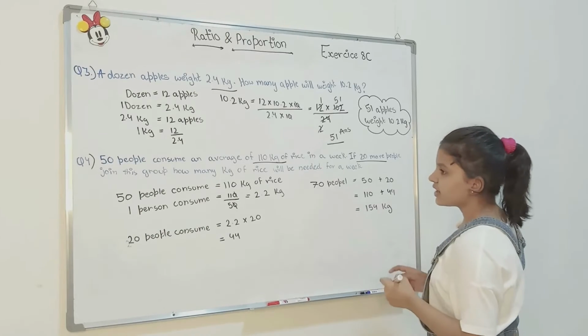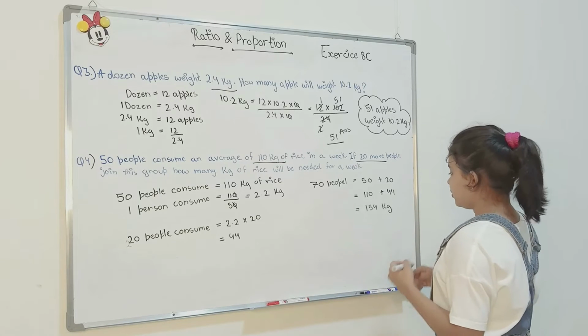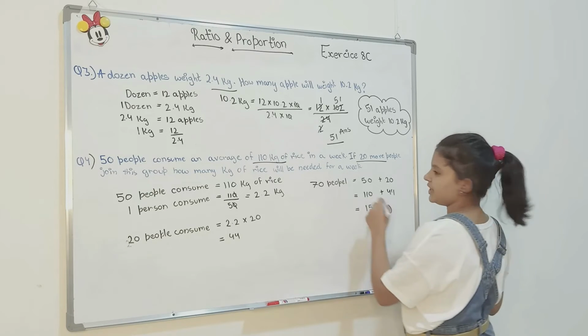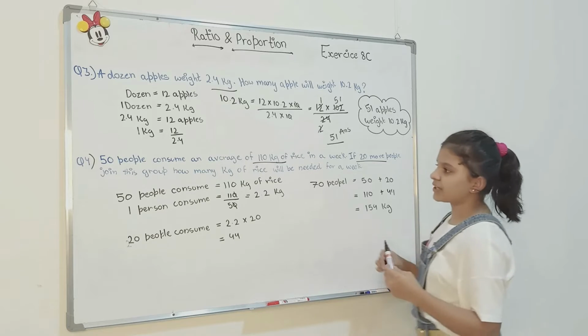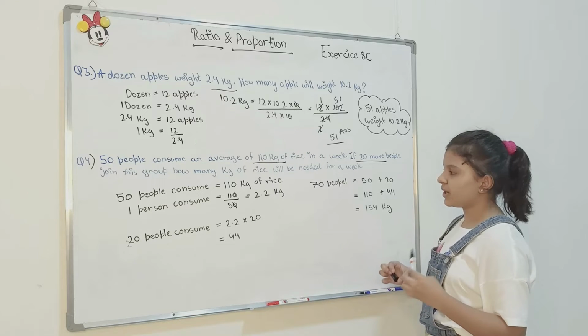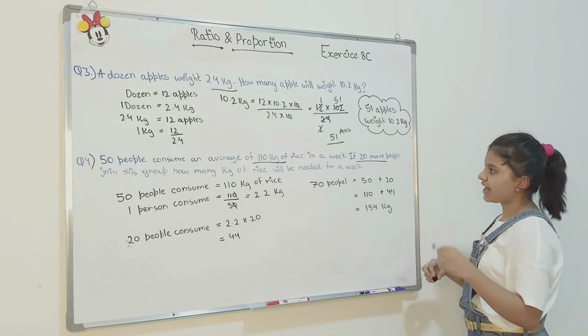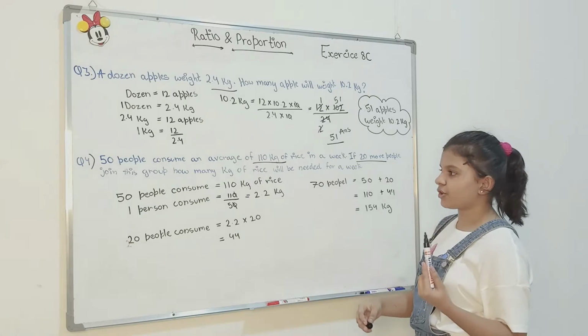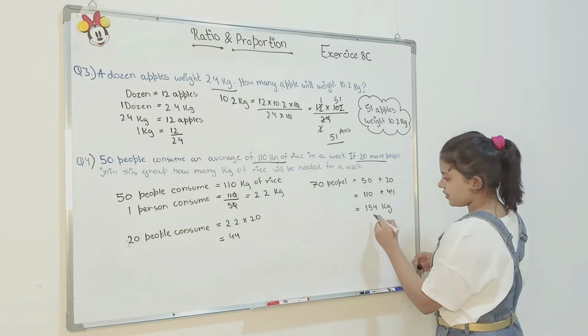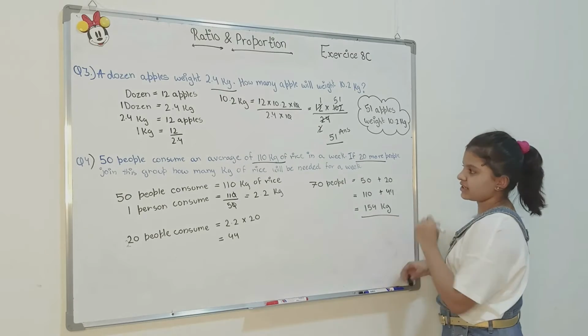So we can say that 50 people consume an average of 110 kgs of rice in a week, and if 20 more people join their group, they will need 154 kgs of rice in a week.